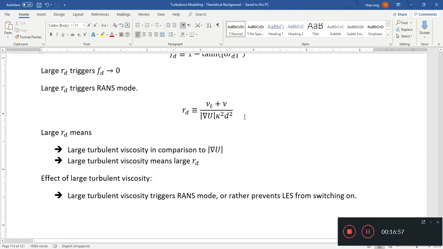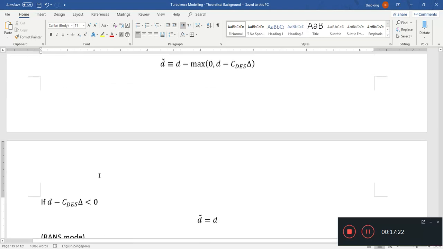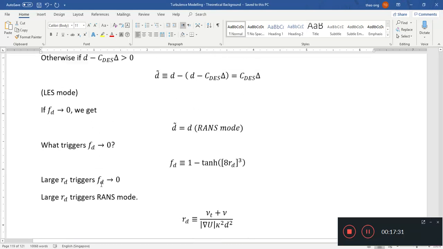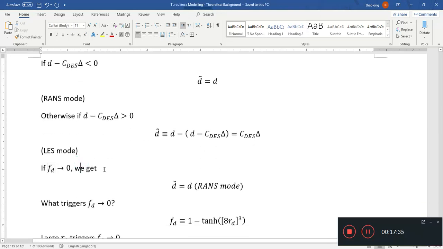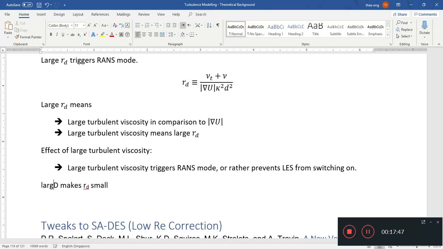So what are the other things that will change RD? D makes RD small. That's quite consistent because in LES mode we want RD to be small so that FD will go towards 1. If FD goes to 0 we get Rand's, and if FD goes to 1 we get the DES or LES modes. So large D makes RD small. That means away from the wall you have LES. That completely makes sense.